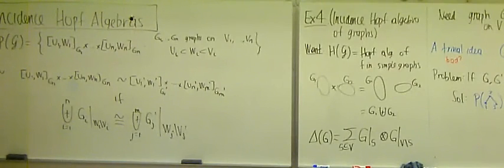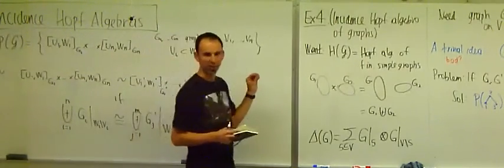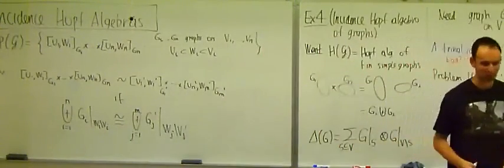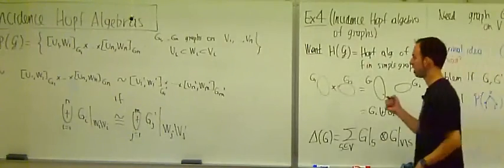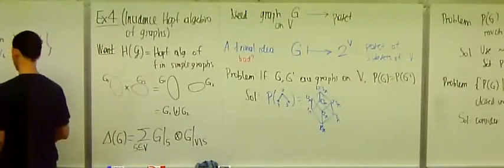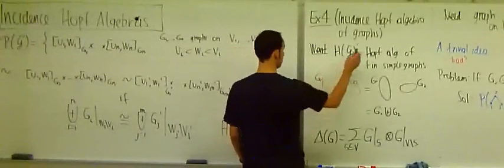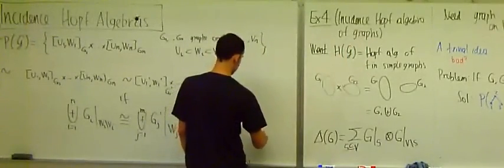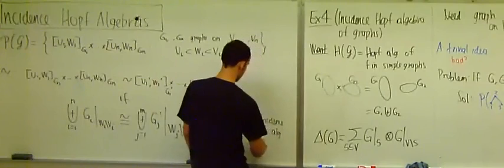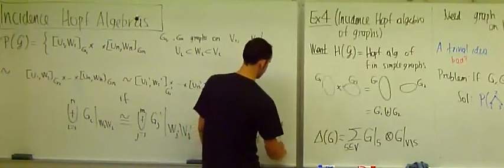What I claim is that if you define this to be your hereditary family and this to be a reduced congruence, which we will parse, then what you get is exactly the incidence Hopf algebra of graphs. This will take a few minutes to understand, but the proposition here is that this Hopf algebra that I get here is the incidence Hopf algebra of graphs as I defined it in the more manual way.